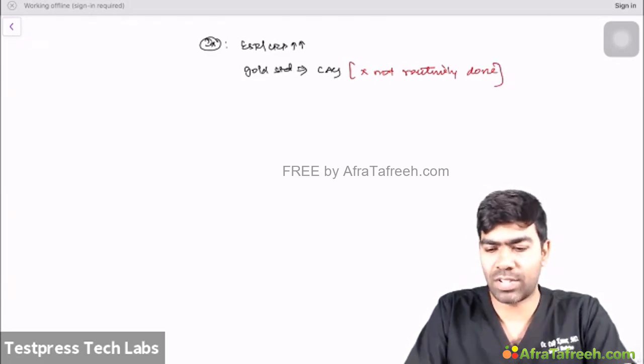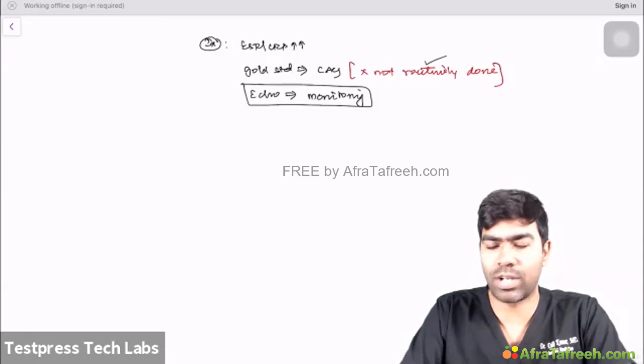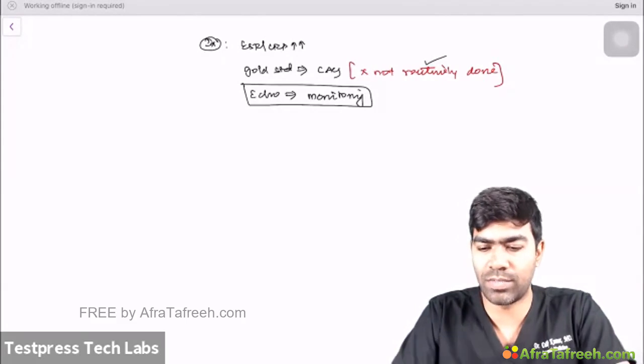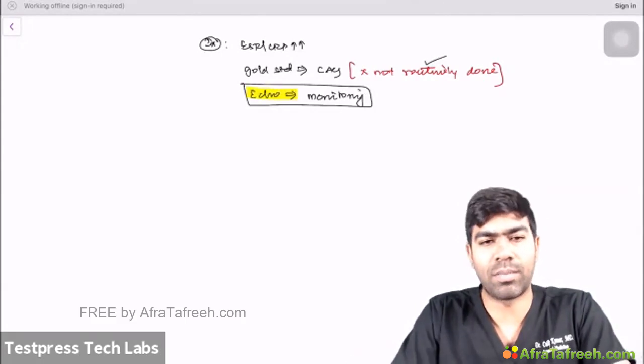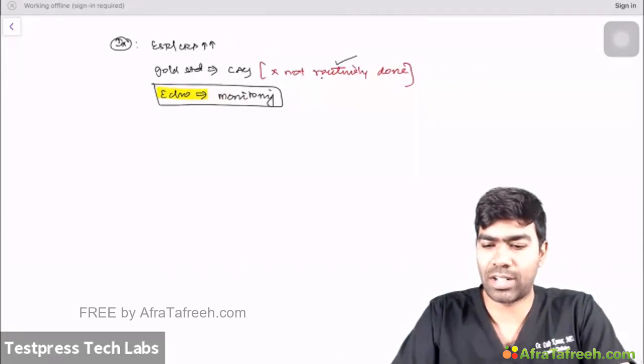But one investigation which is used very commonly is echocardiogram. Echocardiogram is the one that is typically used for monitoring Kawasaki disease. Coronary angiogram is the gold standard, but not routinely done unless it's specifically indicated. Apart from that, echo itself is more than enough for monitoring purposes. Absolutely more than enough. They'll ask you some risk factors for development of aneurysms.